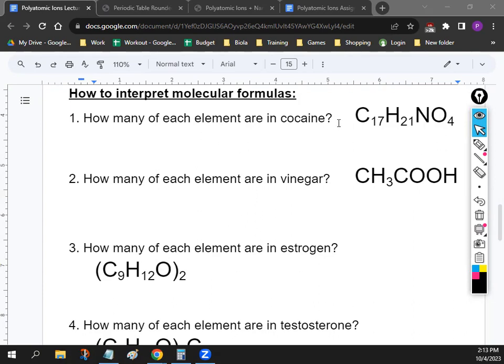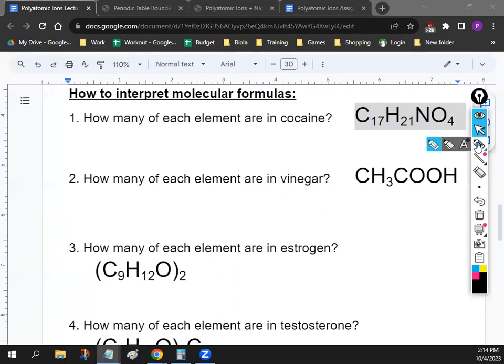And then we're going to learn a new way to count the elements. So let's take a look at number 1. I want you to copy down this formula onto your notebook, C17H21NO4. That's the chemical formula for cocaine. We're going to count how many of each element are inside of cocaine. Take a second to copy that down.